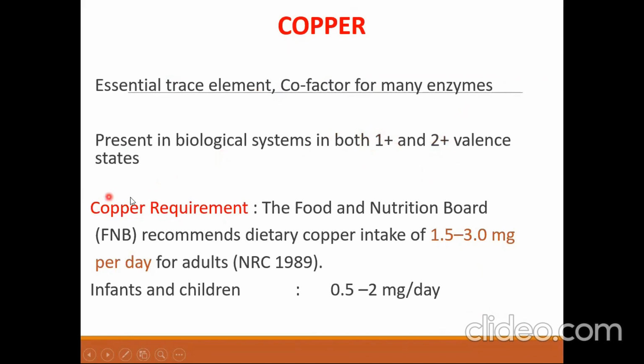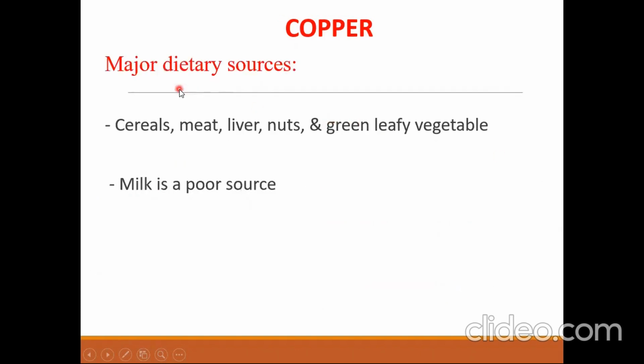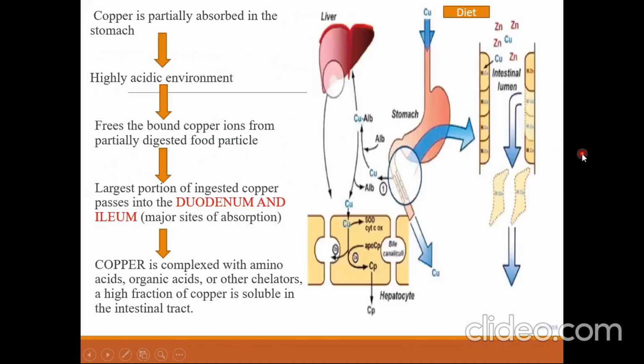Coming to the dietary requirement of copper, adults require about 1.5 to 3 milligram per day according to the Food and Nutritional Board. Infants and children need 0.5 to 2 milligram per day. Copper is spread over foodstuffs like cereals, meat, liver, nuts, and green leafy vegetables. Milk is considered to be a very poor source of copper.